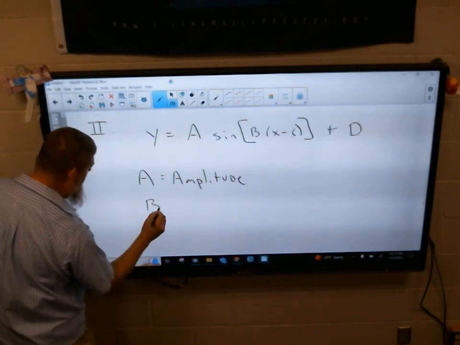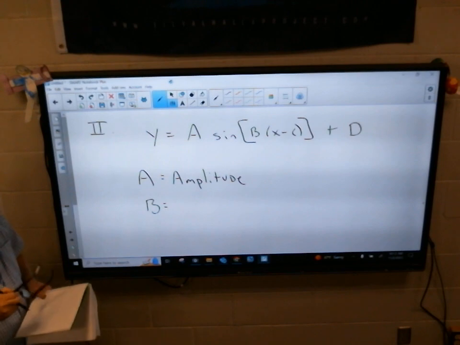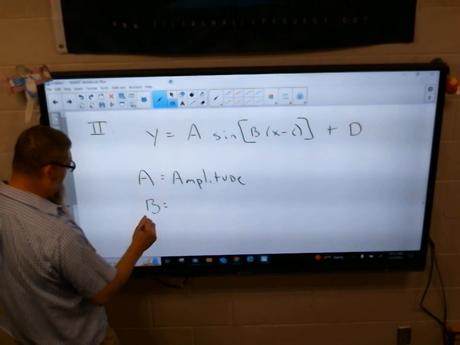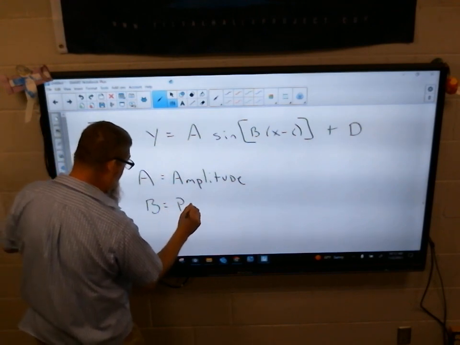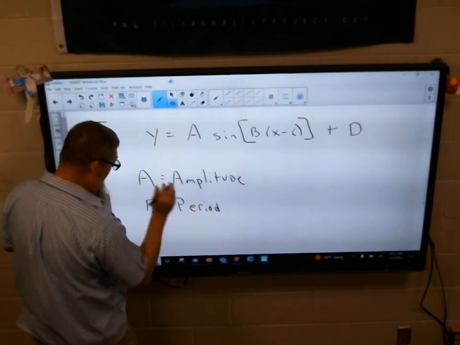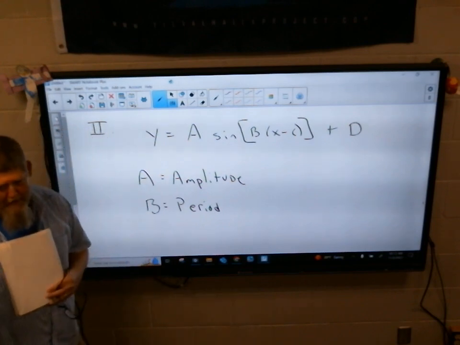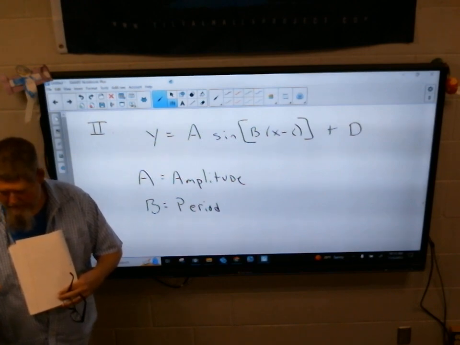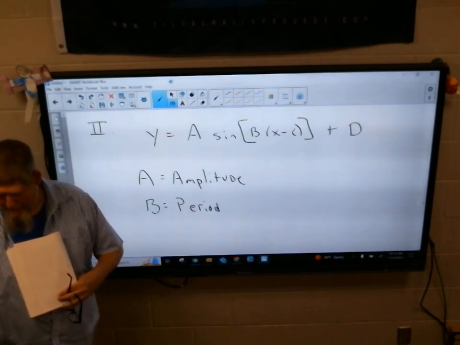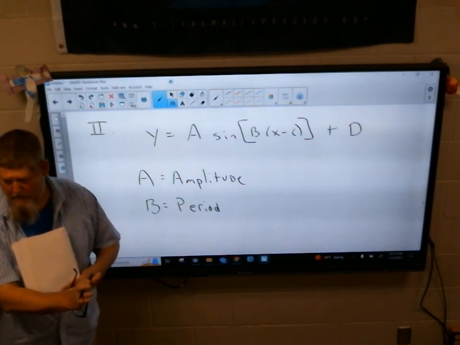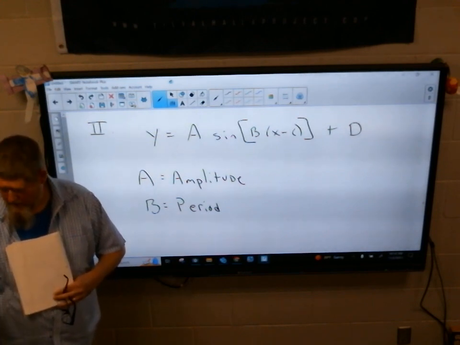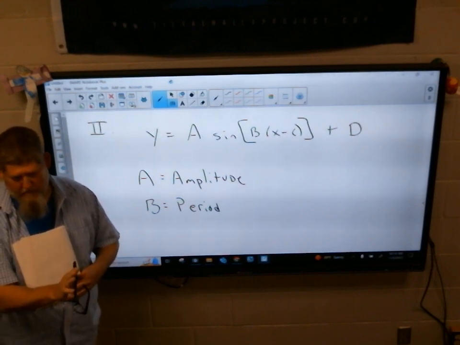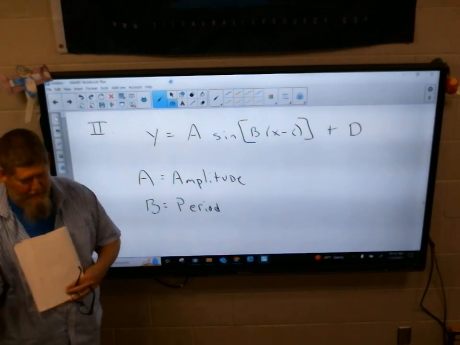B is going to be the period, or how often it goes. Actually, it helps us find the period. Now, the parent function, what is the period of a parent function? How far before it comes back to itself, before it starts to repeat? Like a circle, it's 360 kind of. Give me radians, not 360, not degrees. 2 pi. So it goes from 0 to 2 pi. Its period is 2 pi.